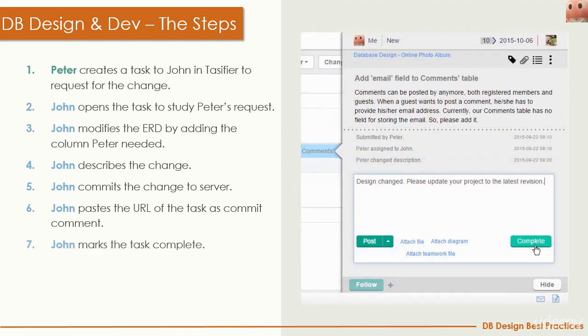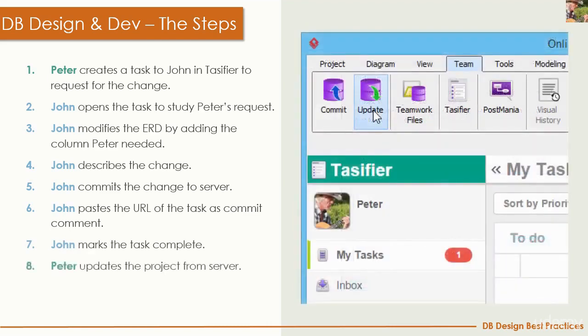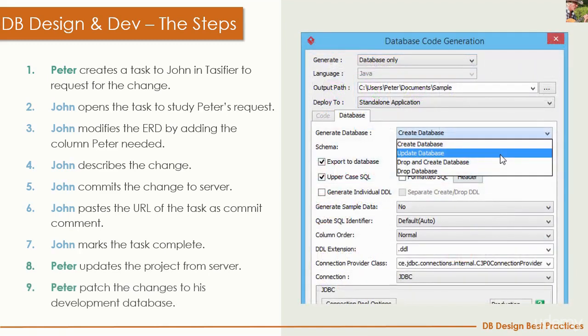And then John marks the task complete. Now back to Peter. He finds the task is completed, then he can update the change from server and generate the update database script to upgrade to the updated development environment. Regarding how to do the update, you can revisit the previous lectures. We talked about how to update the database instead of reinitializing all the tables and columns.